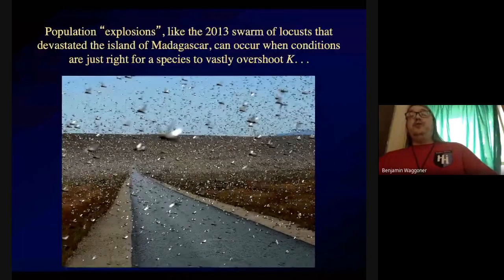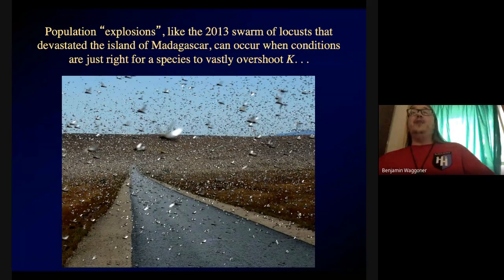Population explosions can be pretty devastating when they happen. That's what the island of Madagascar looked like in 2013, when there was a colossal swarm of locusts that ate everybody's crops. There are just certain conditions when the locust population can reproduce extremely rapidly and vastly overshoot K and eat everything and then crash down.